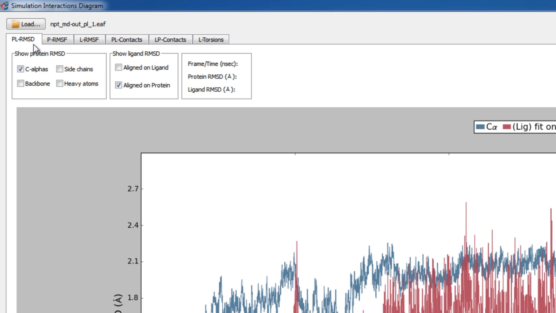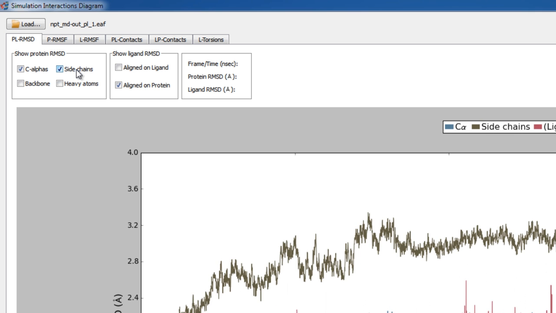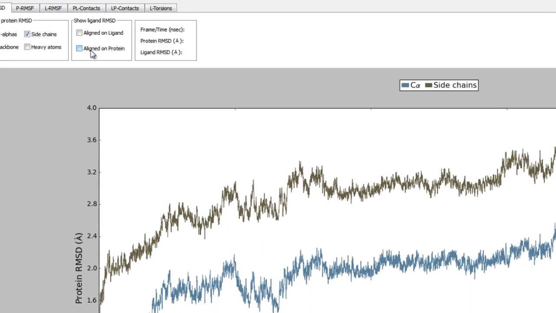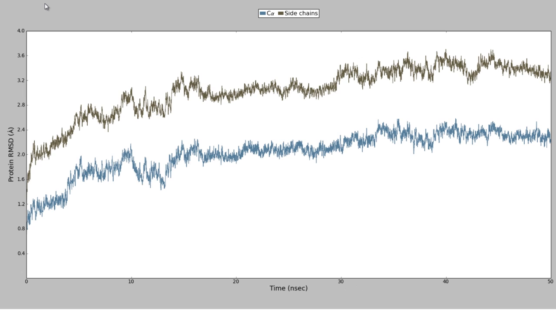Here, we have the PLRMSD, or protein and ligand root mean squared deviation. This is used to measure the scalar distance for the protein and ligand throughout the trajectory. For the protein RMSD, let's see how the C-alpha and sidechain RMSDs evolved over the 50 nanosecond period. So in other words, all protein frames are first aligned on the reference frame backbone, and then the RMSD is calculated based on the C-alpha or sidechain.